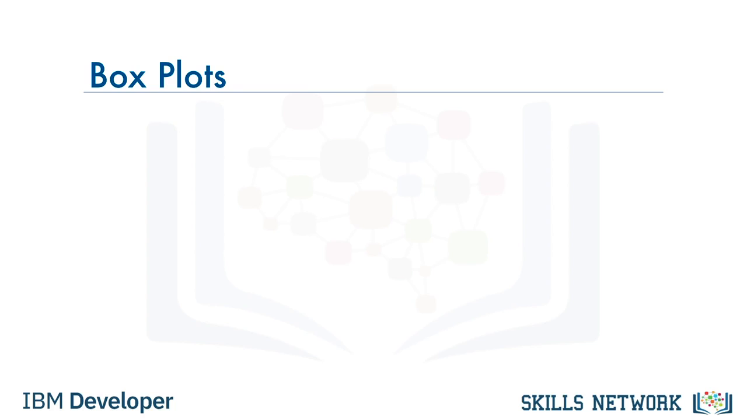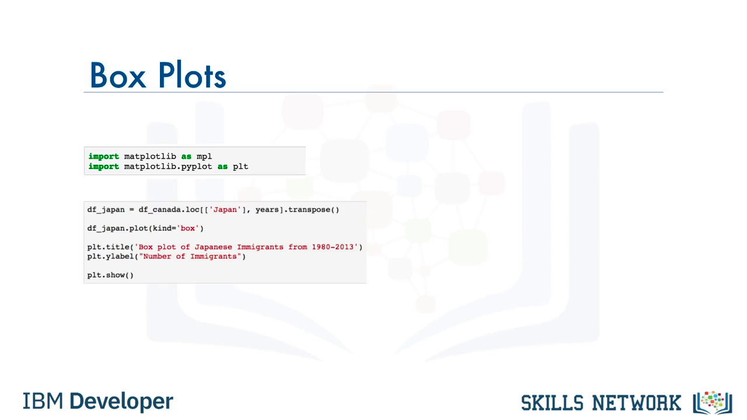As with other tools that we learned so far, we start by importing Matplotlib as mpl and the pyplot interface as plt. Then we create a new data frame of the data pertaining to Japan, and we're excluding the column total using the years variable. Then we transpose the resulting data frame to make it in the correct format to create the box plot. Let's name this new data frame df_Japan. Following that, we call the plot function on df_Japan and we set kind equals box to generate a box plot.